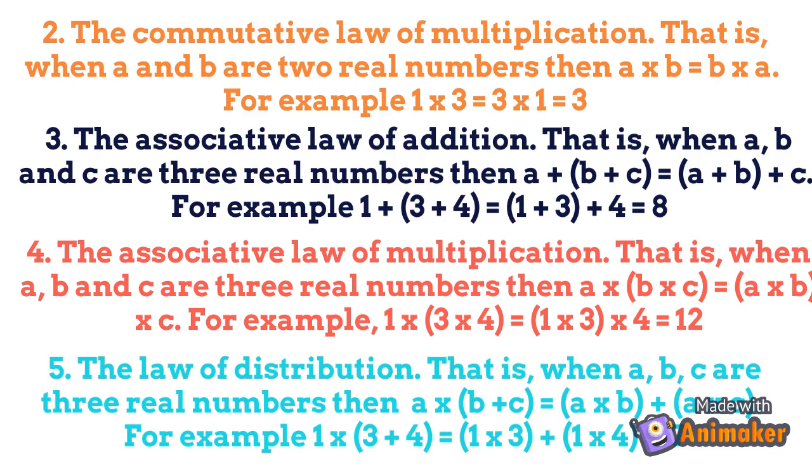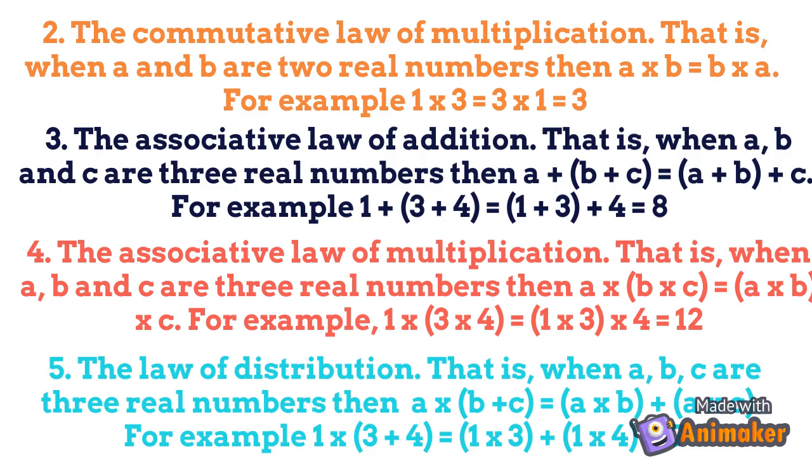The next one is the commutative law of multiplication. When a and b are two real numbers, then a into b and b into a, the result would be the same, and the example is given below. Then the next one is the associative law of addition. When a, b and c are three real numbers, then a plus (b plus c) equals (a plus b) plus c, the result would be the same. Then the rule is satisfied.